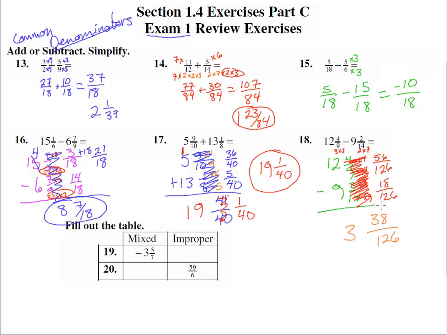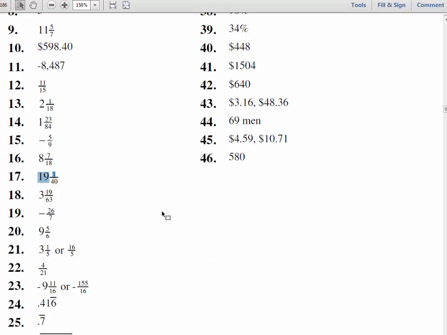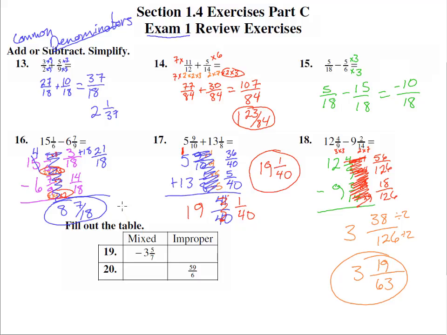Can we simplify this fraction at all? I think we can. Yeah, we could take a 2 out of top and bottom. They're both even. And we get 3 and 19/63. Is that right? Let's double check our answer. 3 and 19/63. Wow. Sometimes I feel lucky when I check an answer like that and it's right.